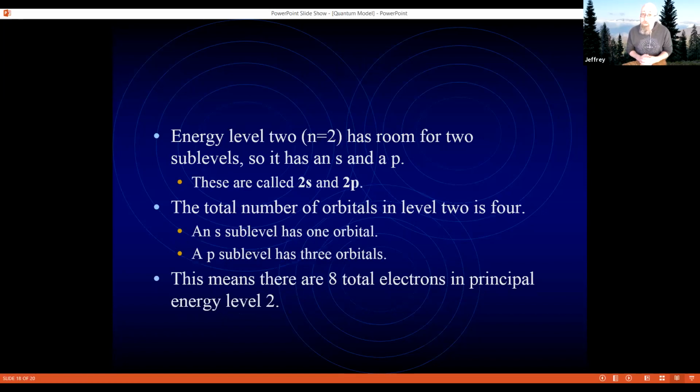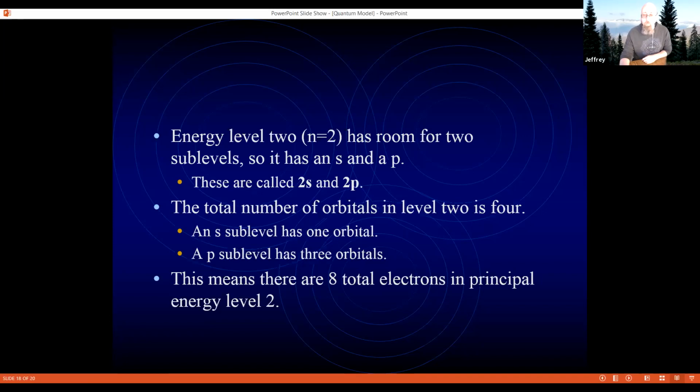Energy level 2 has 2 sublevels. There's another mathematical pattern, by the way. The energy level, or the principal quantum number, tells you how many sublevels there can be. So level 1 has 1 sublevel, level 2 has 2 sublevels, level 3 has 3 sublevels. There's a lot of ways to look at these and learn these patterns, and whatever clicks with you, that's great. But in the end, it's just about learning the pattern. So energy level 2 has two sublevels, S and P.